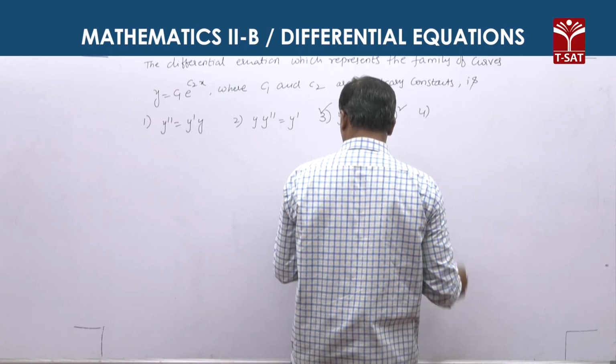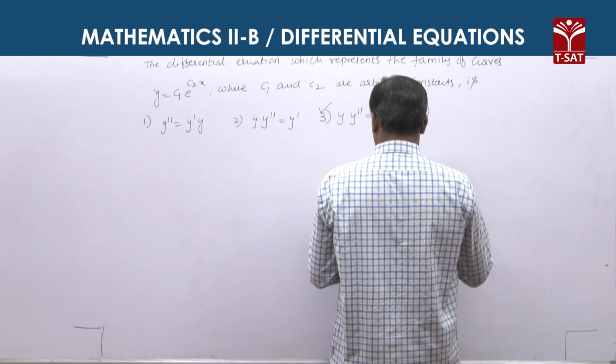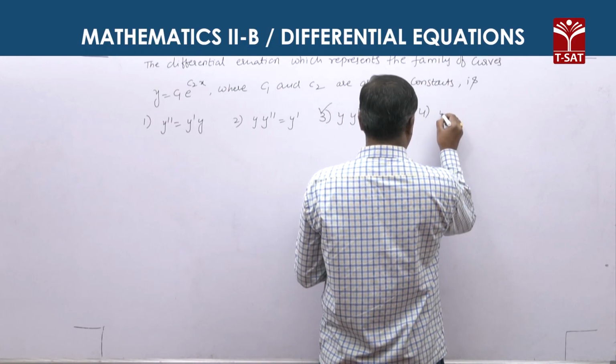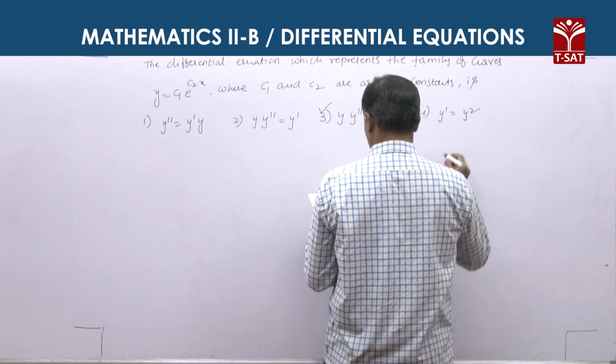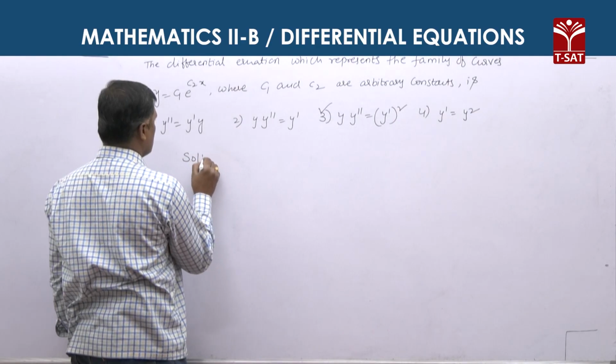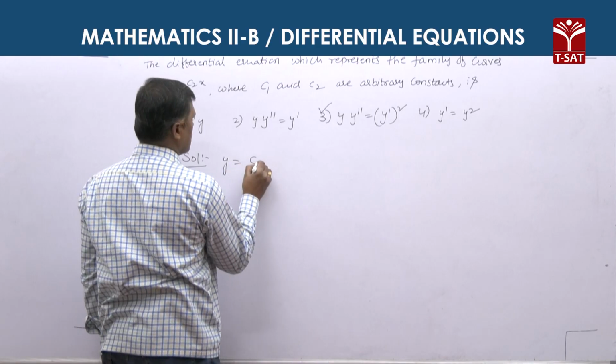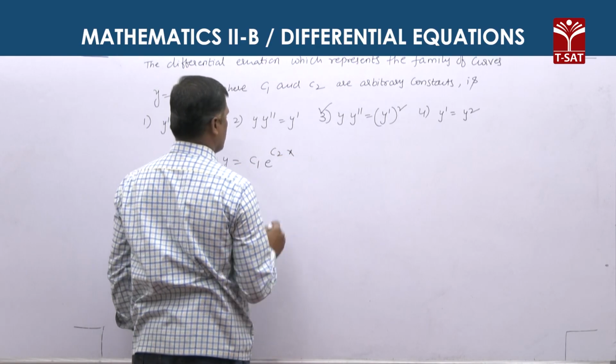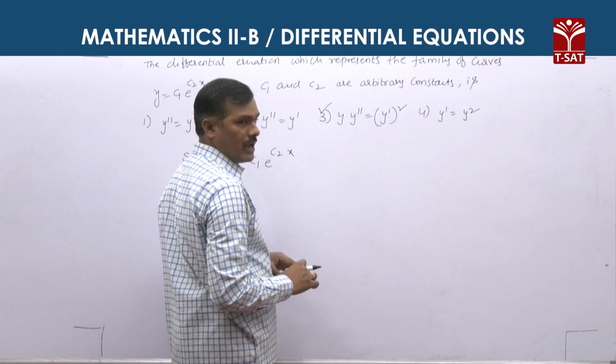And fourth option: y dash is equal to y square. Solution: y is equal to c1 into e power c2x. c1 and c2 are the two parameters.